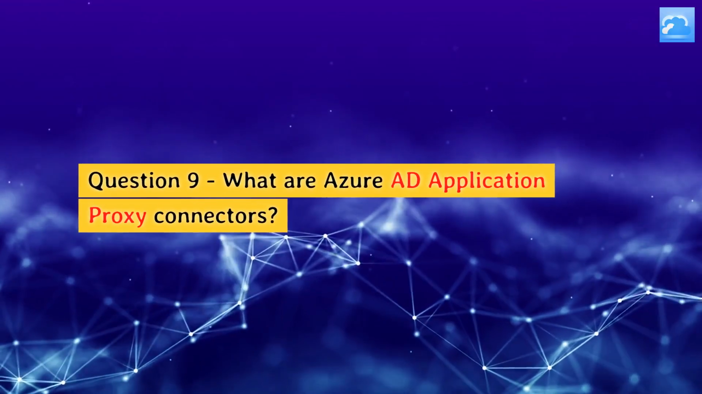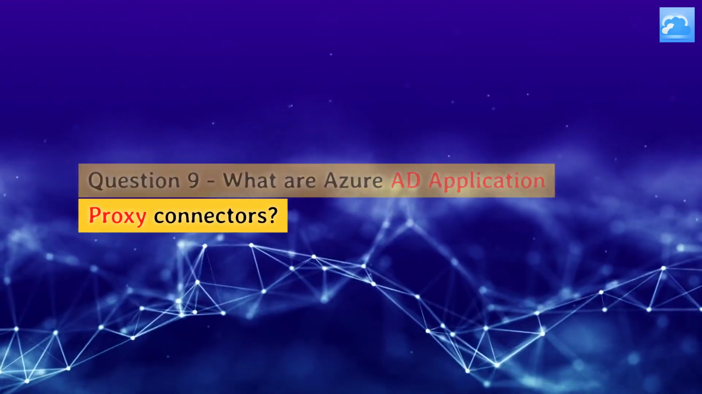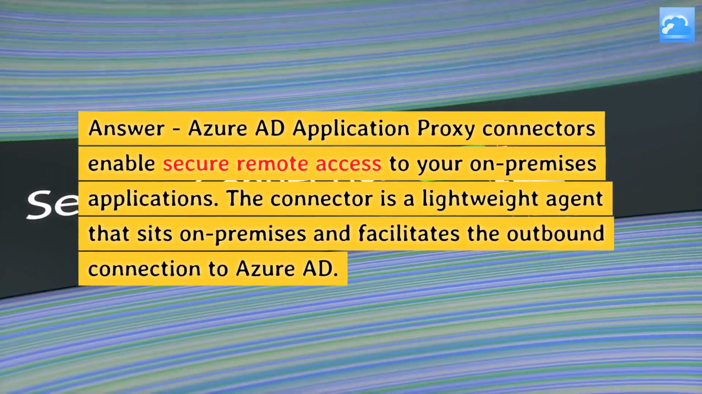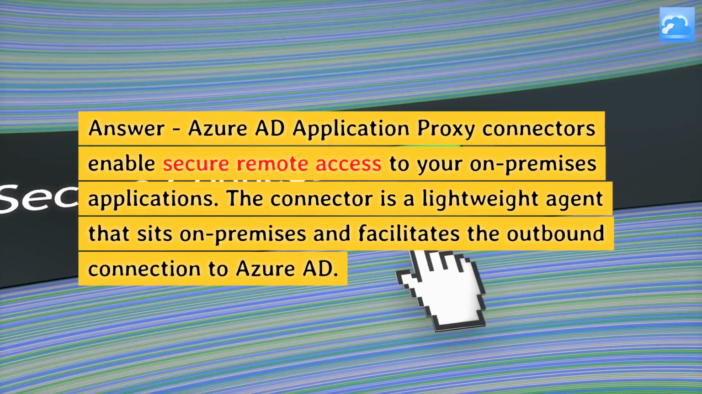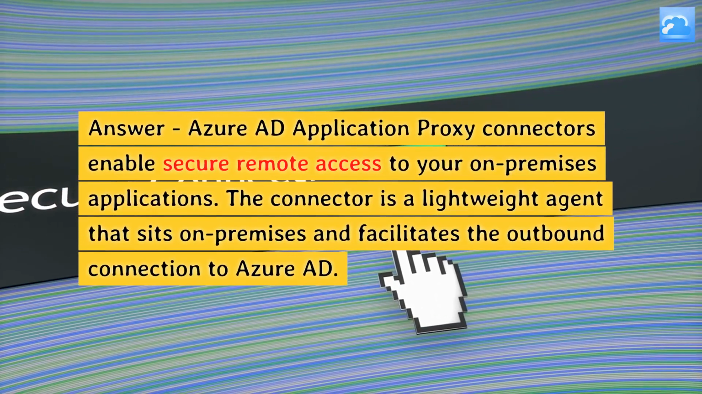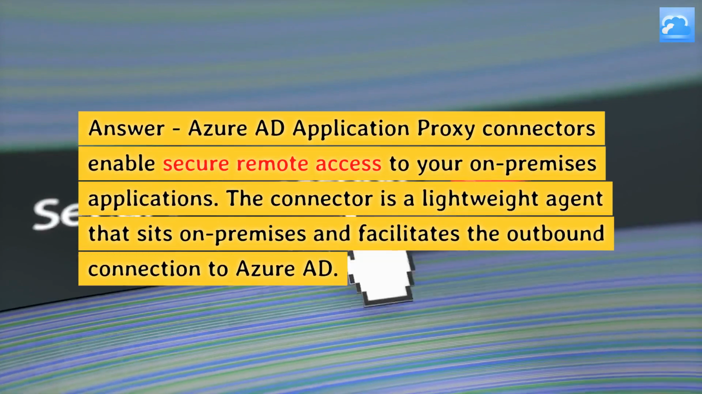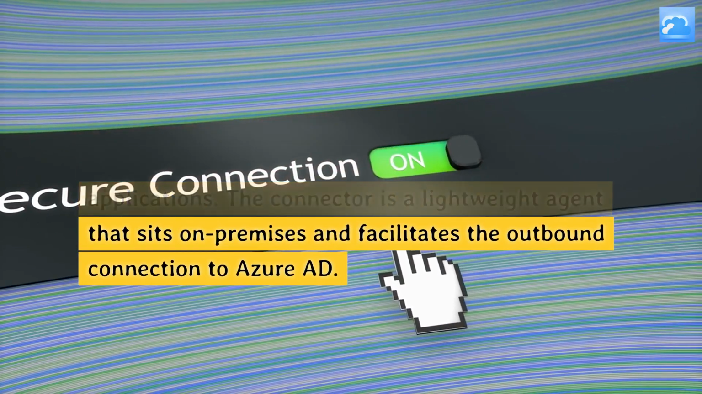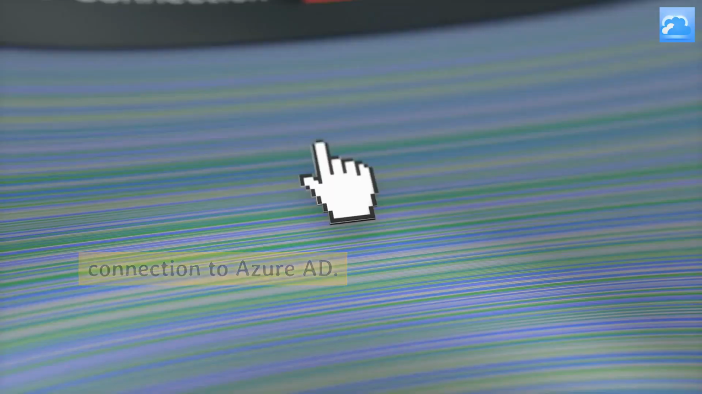Question 9. What are Azure AD Application Proxy Connectors? Answer. Azure AD Application Proxy Connectors enable secure remote access to your on-premises applications. The connector is a lightweight agent that sits on premises and facilitates the outbound connection to Azure AD.